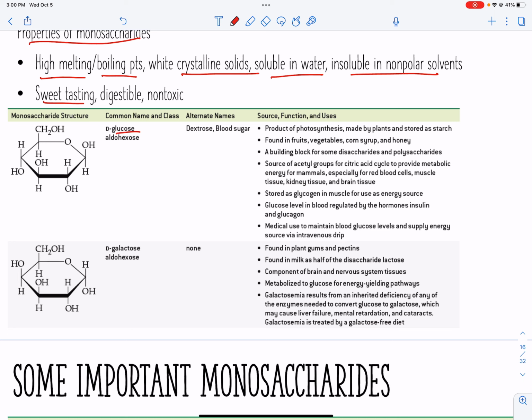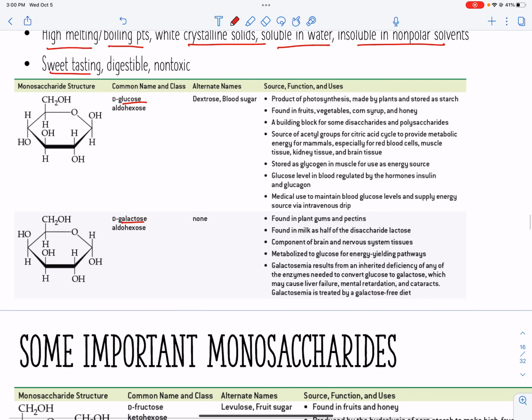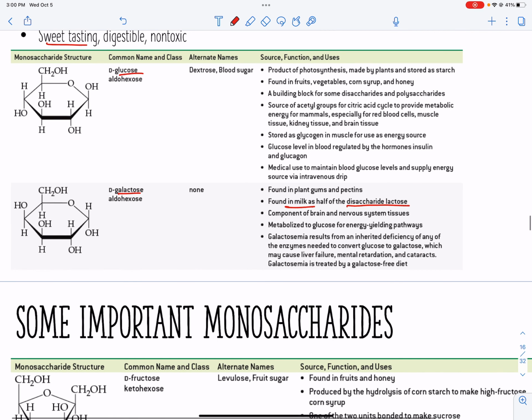Glucose, okay? I want you to be familiar with glucose. Galactose is a common one. So where do we find galactose? In milk. And it is part of the disaccharide lactose. So some people are lactose intolerant. And galactose is one of the monosaccharides in the disaccharide lactose, right?